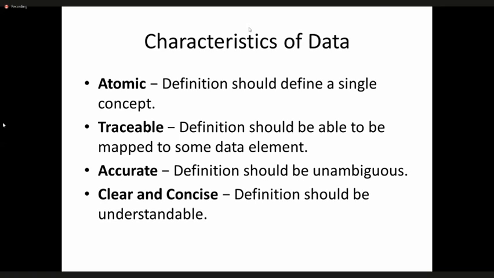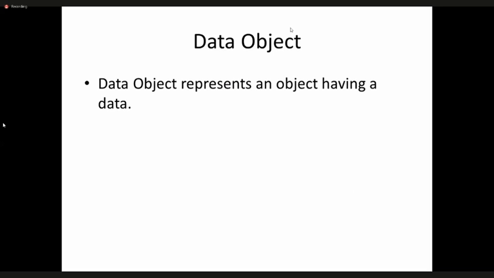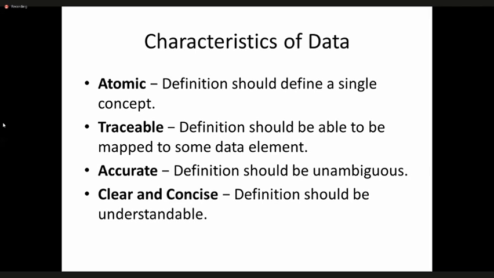Then if we take data, there are characteristics of the data. Those characteristics can be given as atomic, traceable, accurate, clear, or concise. Right? Atomic means a single concept. Traceable means it should be able to map to some data element. Accurate means this should be unambiguous. Clear and concise means this should be understandable. Those are the characteristics of data.